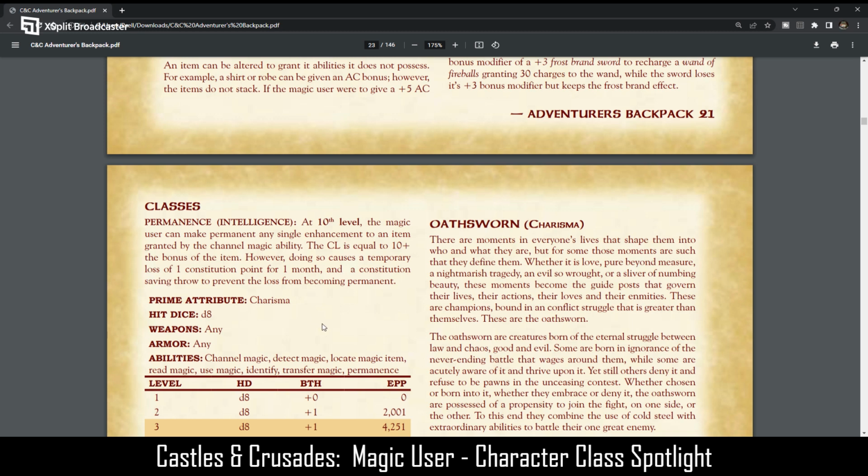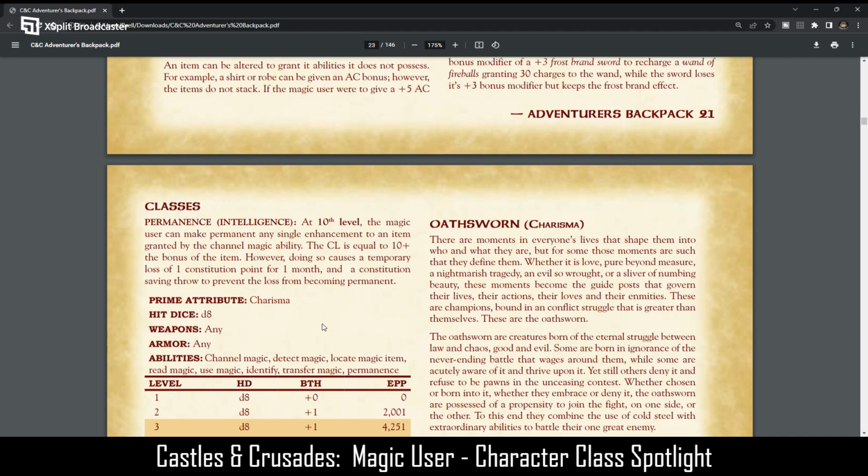All right, so permanence is intelligence based. At level 10, the magic user can make permanent any single enchantment to an item granted by the channeling magic ability. The CL, which is the challenge level, is equal to 10 plus the bonus of the item. However, doing so causes a temporary loss of 1 constitution point for a month and a constitution saving throw to prevent the loss from becoming permanent.